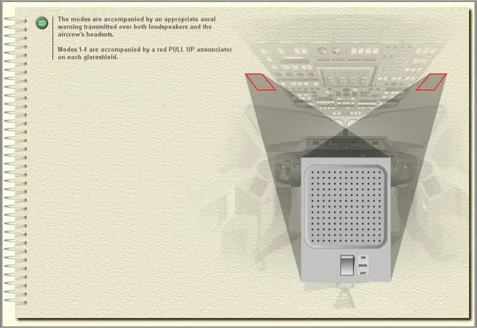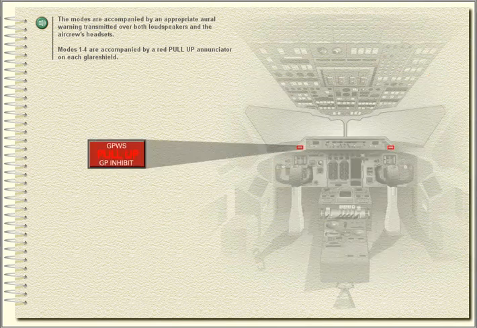An additional mode provides radio altitude callouts, decision height alerting and bank angle alerting during approach. The modes are accompanied by an appropriate oral warning transmitted over both loudspeakers and the aircrew's headsets. Modes 1 to 4 are accompanied by a red pull-up annunciator on each glare shield.